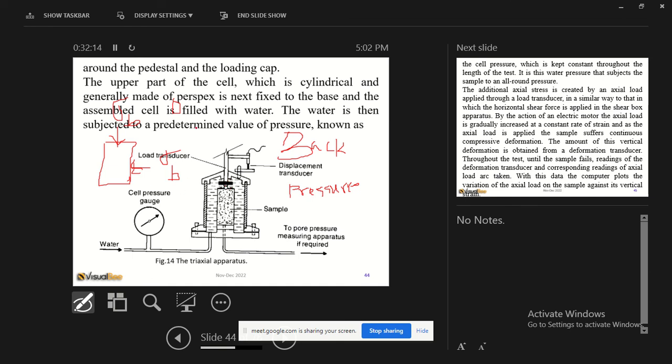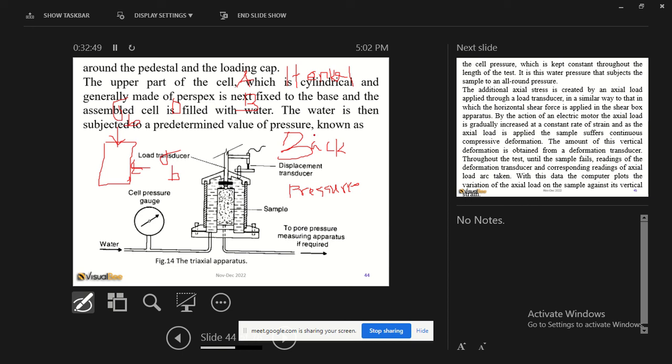Now, how to check this has something to do with what are called pore pressure parameters A and B from Henkel. This might be a little bit outside the scope of this work. So this can be done.